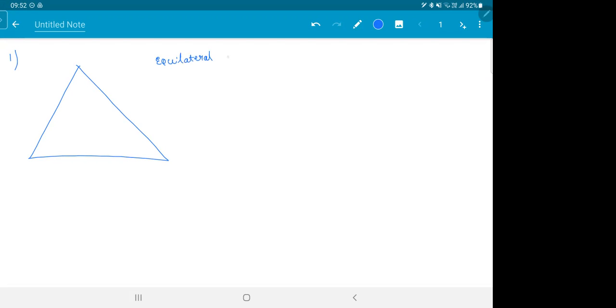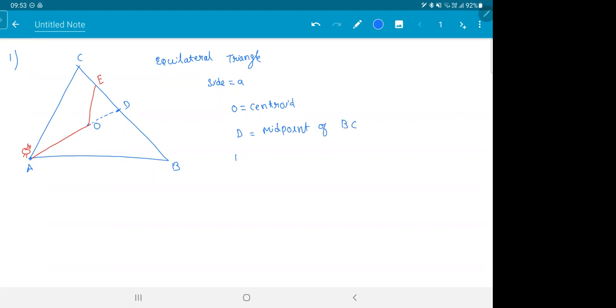So we have an equilateral triangle, side a, with vertices A, B, C, and O. So O is the centroid. So we have an ant here. The ant goes from A to O, O to E. So D is the midpoint of BC. E is the midpoint of DC.